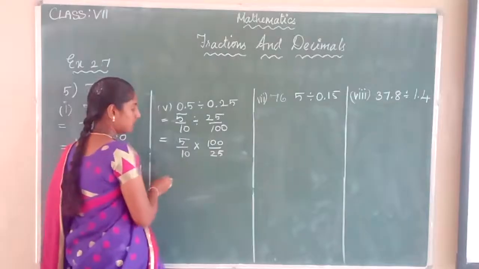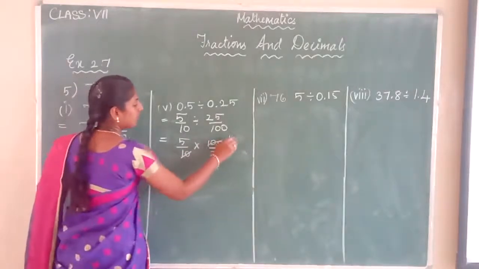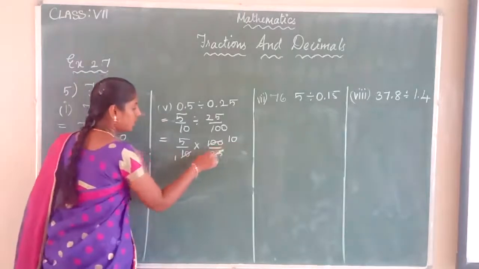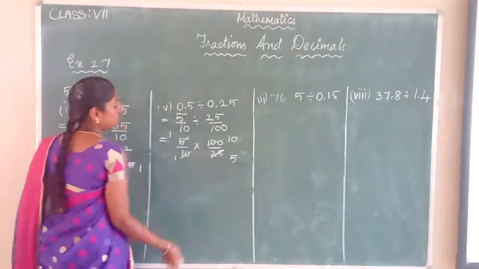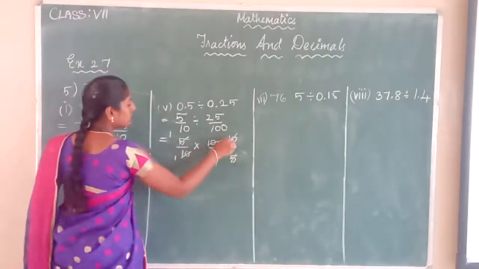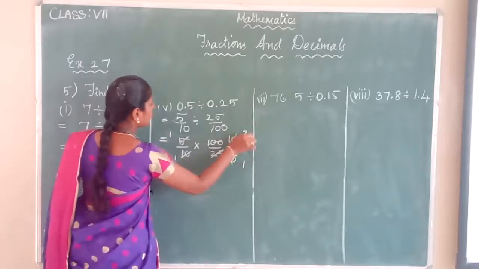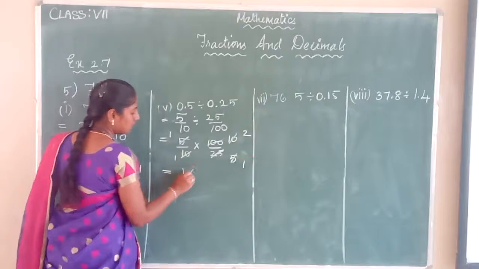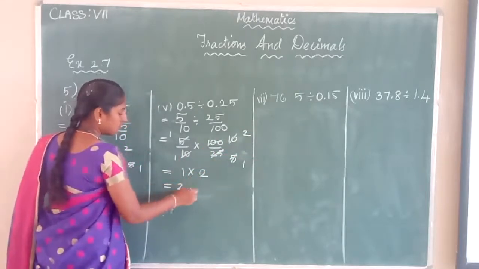Now we have to cancel it. You can cancel 10 and 100 in 10 table. 10 tens are 100 and 10 ones are 10. And you can cancel 5 and 25 in 5 table. 5 ones are 5 and 5 5s are 25. You can again cancel 5 and 10 in 5 table. 5 ones are 5 and 5 2s are 10. Is it clear? So what is remaining here? Nothing is remaining. And here it is 2 by 1, that is the same as 2. What is the final answer? The final answer is 2.